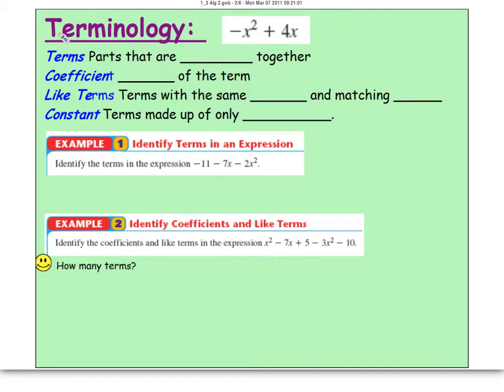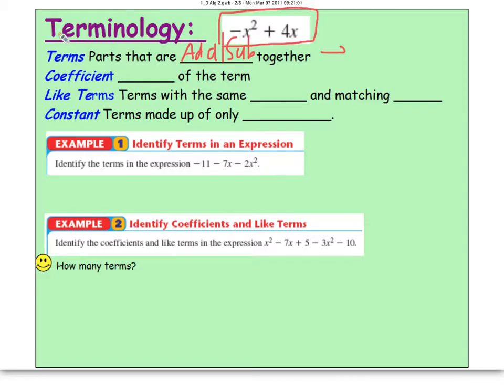For learning objective C, we're going to identify constants, coefficients, and like terms. So let's do the vocab. Here we have an expression. It's negative x squared plus 4x. Remember, we already talked about terms. They're the parts that are going to be added or subtracted together.